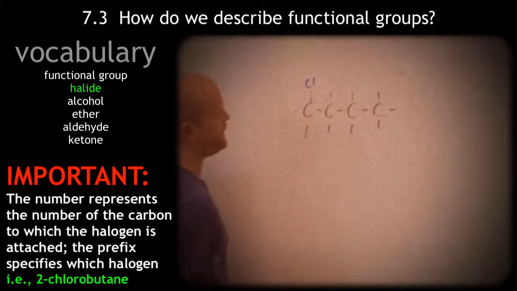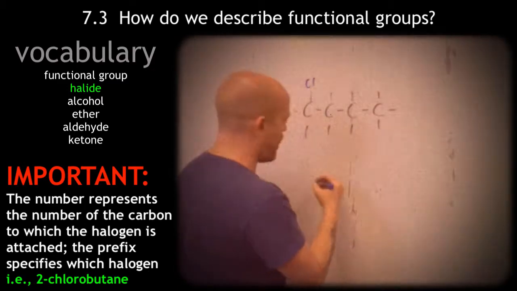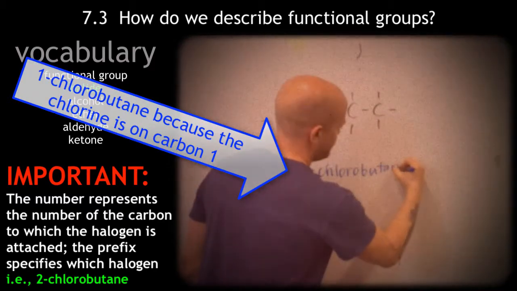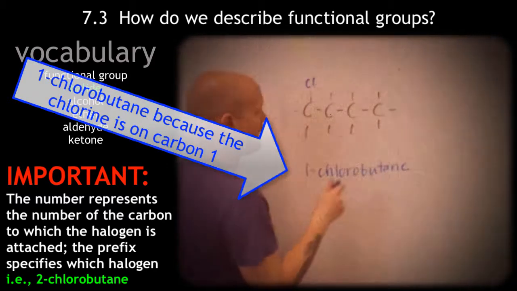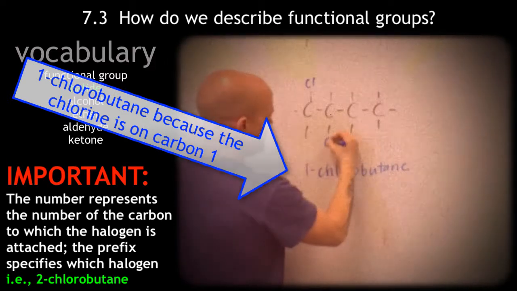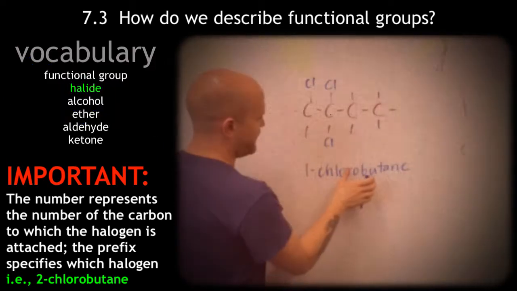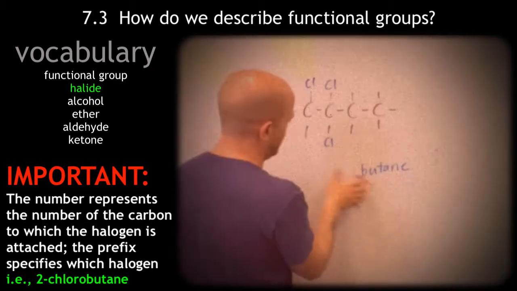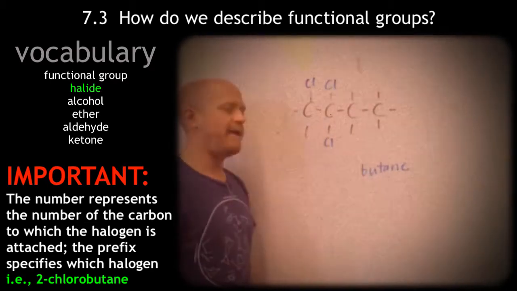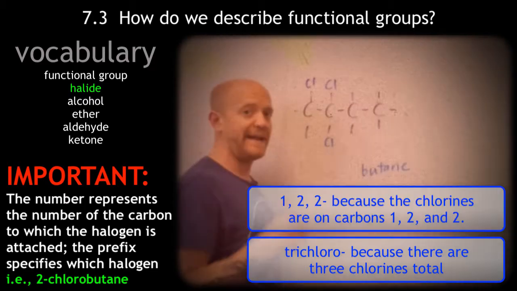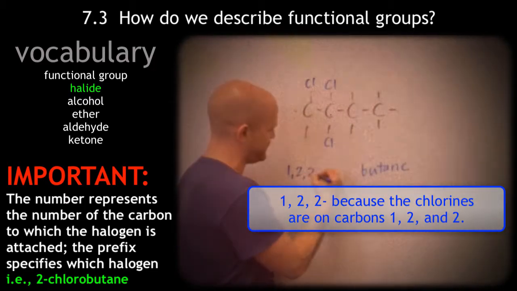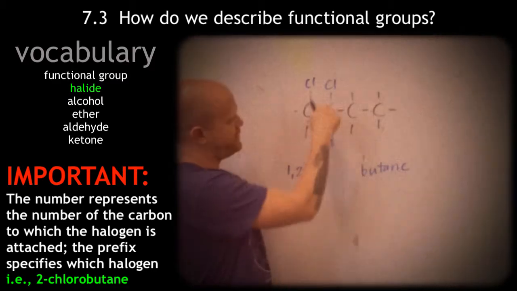If I have a chlorine here, this is 1-chlorobutane, because it's on carbon number 1. Now if I put it here, we're going to change the prefix. Now I have 3 different chlorines, and I need to specify where these chlorines are. So I will have 1, 2, 2.